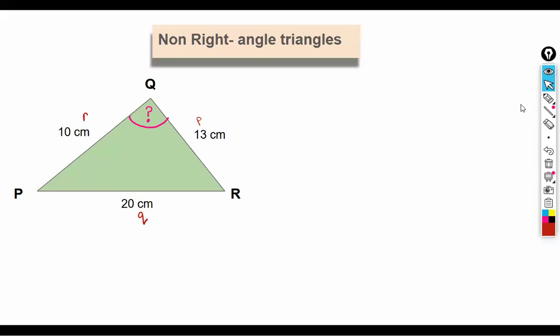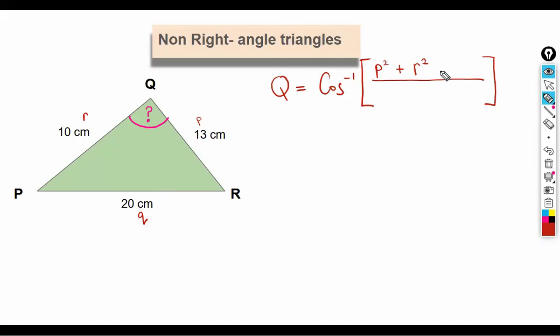We want to find angle Q. So if you look back in your formulas, you'll see this here: cos inverse. Let's put in the letters here. The two letters other than Q, remember, only common letters are going to go in here: P squared, common P squared by common R squared, minus common Q squared, divided by 2 by common P by common R.